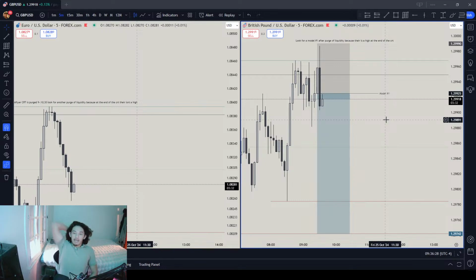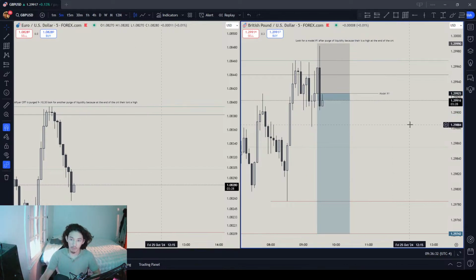The CRT high has not been hit yet, so I'm not looking for a trade. The old model one has not been hit yet. If it gets missed out, it gets missed out. But I'm not looking for any trade unless it gets hit. Because I don't do CISD because I just don't like to do CISD.